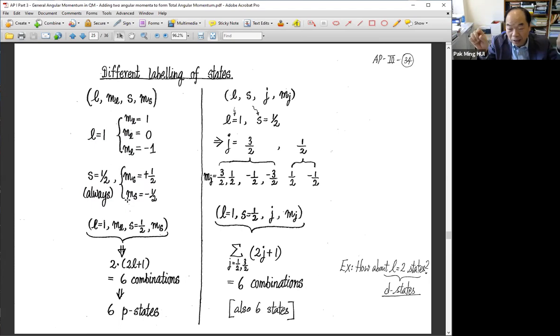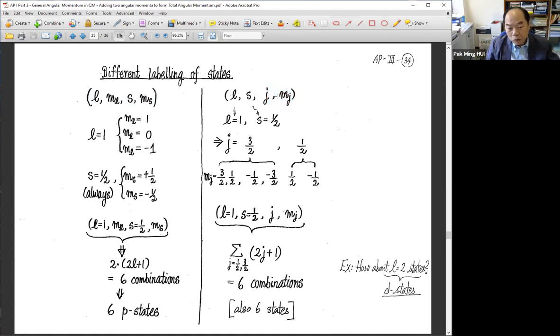Along the periodic table, you have some elements, but that is the next topic that we will discuss, how to handle multi-electron atoms. That is something rather highly non-trivial, I would say. And then in our new labeling, we don't use ML, MS. We already add up the L and S to form J. And underneath J, there is an MJ that goes from plus J to minus J, referring to the Z component.